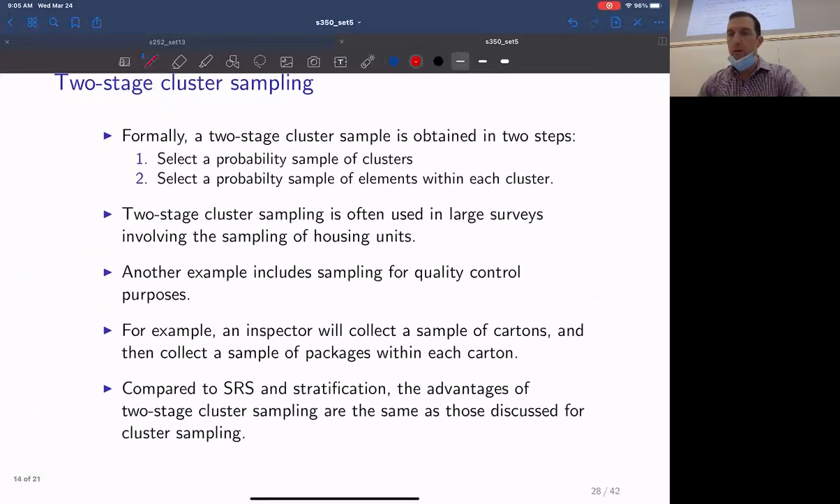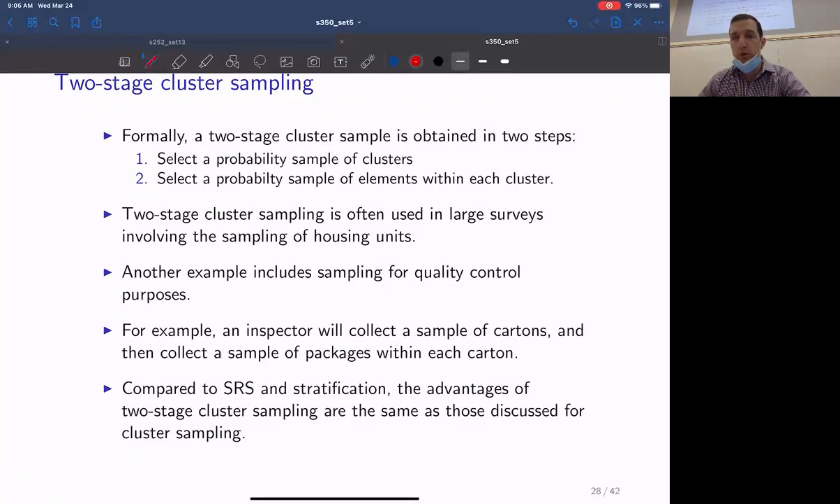Okay, so following from that, we have two steps again: randomly select the clusters, and then randomly select the elements within each of the clusters. Two-stage cluster sampling, as I have written here, is often used in large surveys that involve sampling, you know, of housing units, for example.